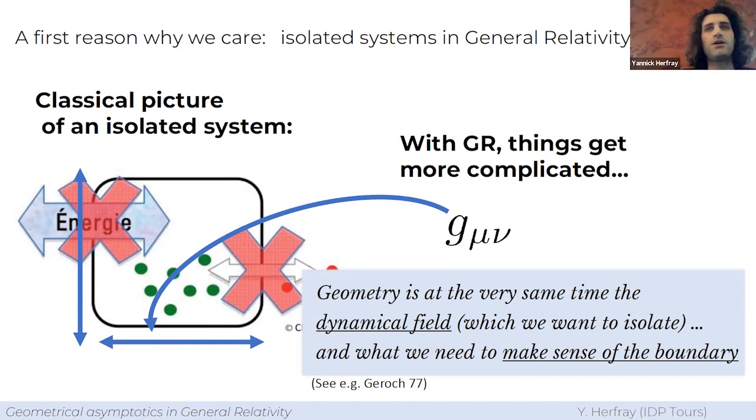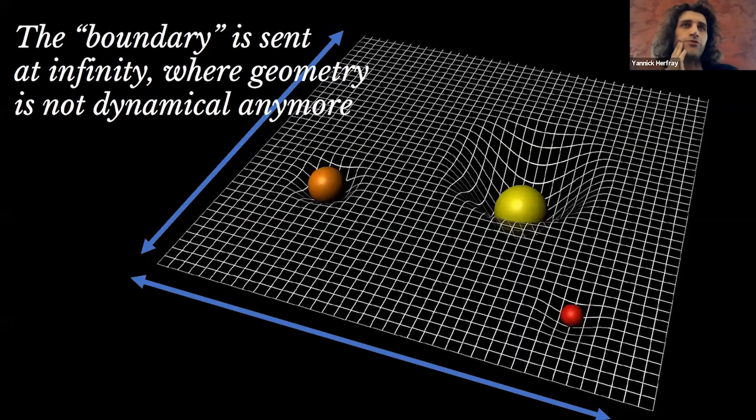So dynamics is the geometry, and typically you want to use the geometry to make sense of the boundary itself. So there is some sort of tension because this is something specific to gravity. Geometry is at the same time the thing that you want to measure, you want to measure fluxes of geometry, and at the same time the thing that allows you to make sense of the boundary. Here I'm not inventing anything new. This was already advertised a long time ago in Geroch's review on asymptotics in GR. So that's very important if you want to make sense of isolated systems.